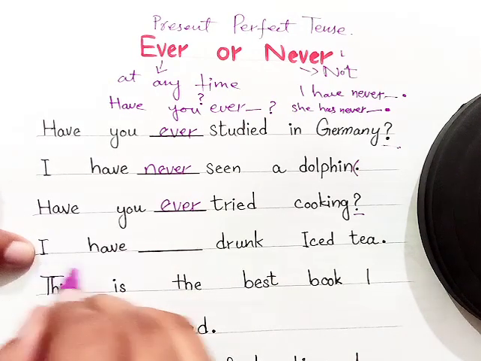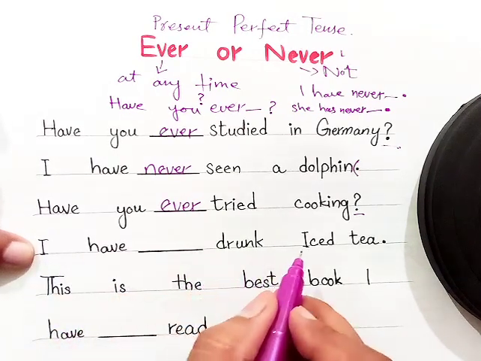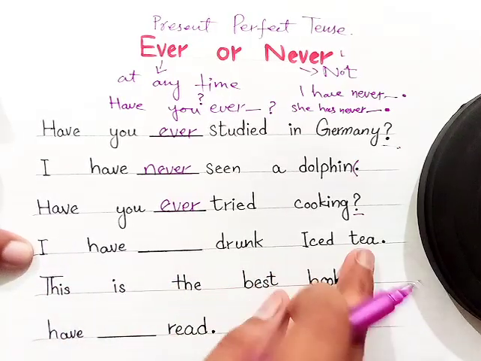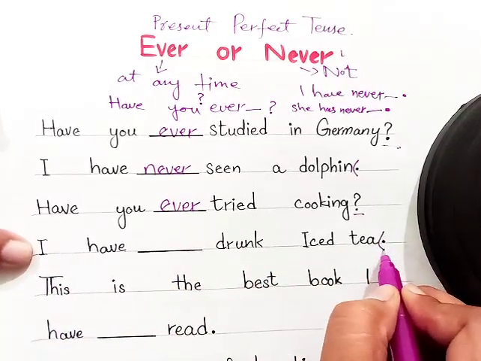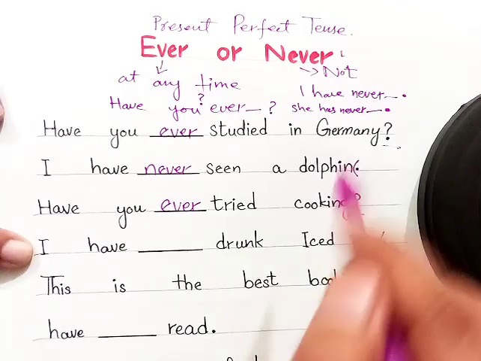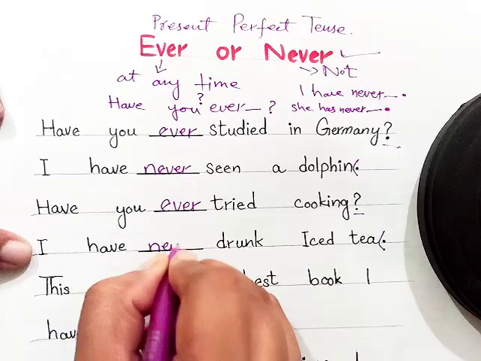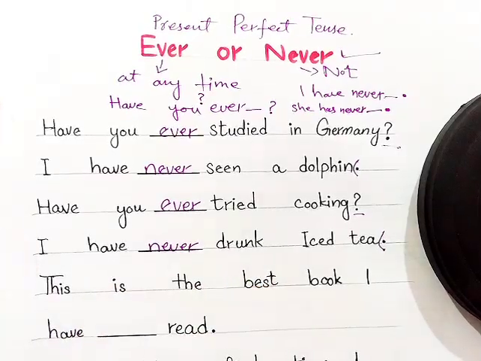Next one, I have blank drunk iced tea. There's a full stop. So with full stop we use never. I have never drunk iced tea.